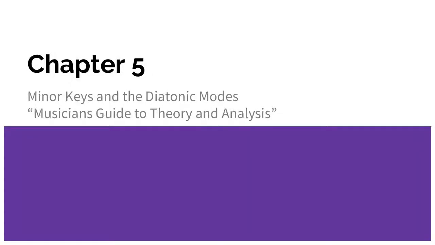Welcome to the Chapter 5 lecture for the Musician's Guide to Theory and Analysis. In this chapter, we're going to be talking about minor keys and the diatonic modes.